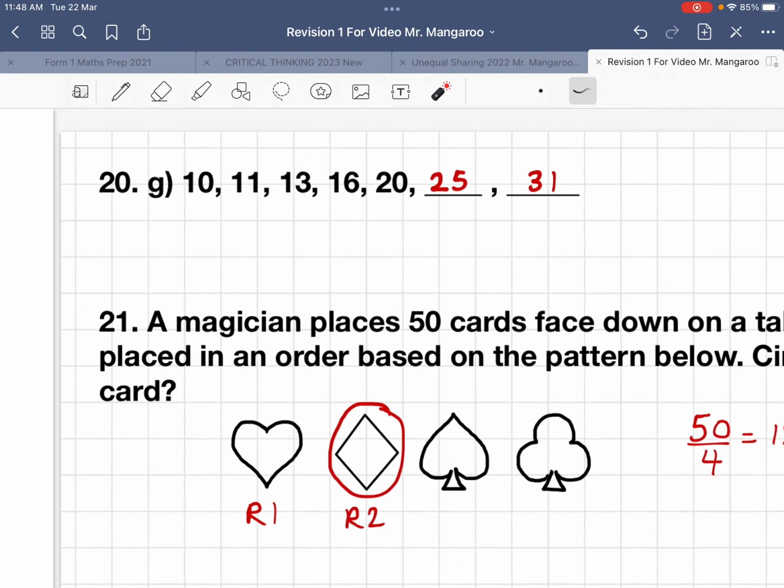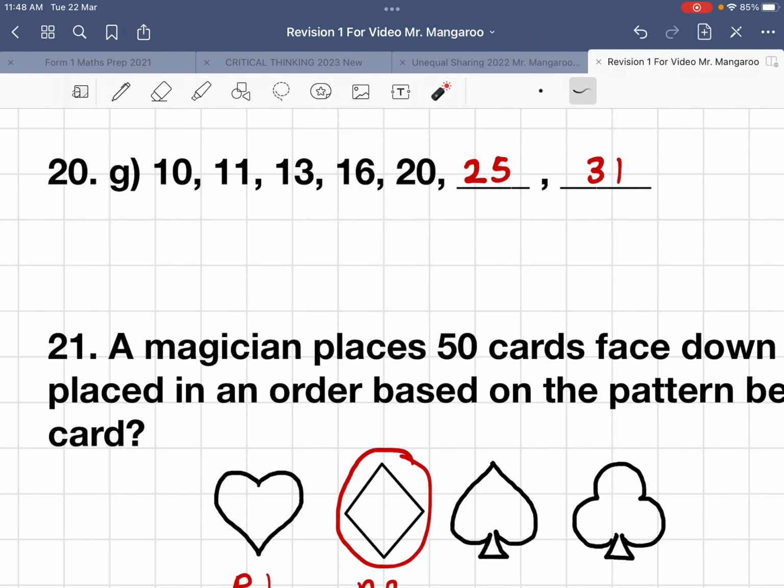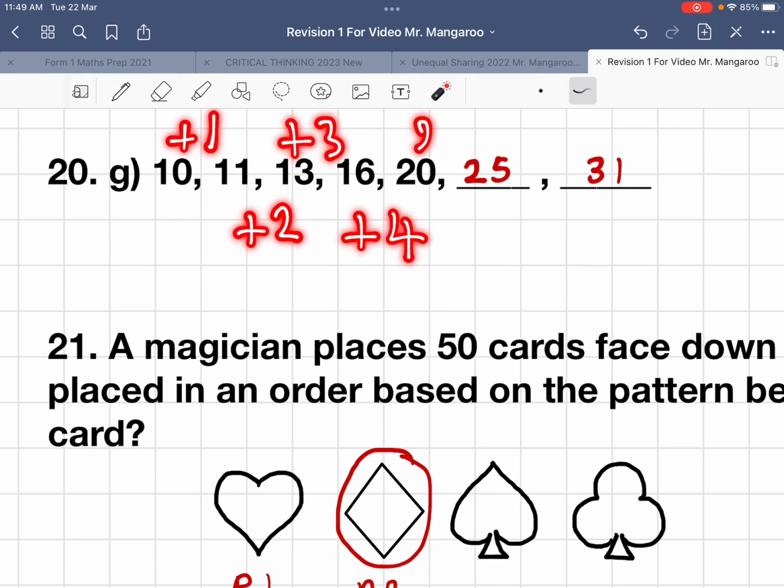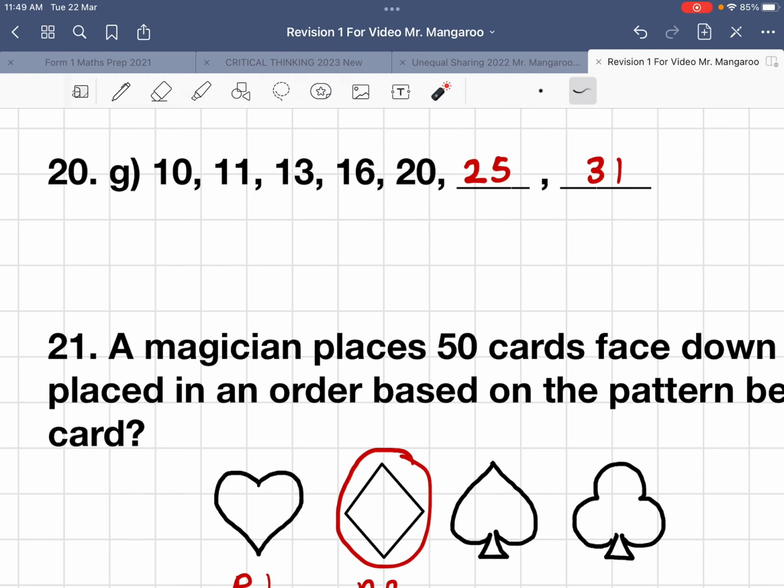Next, we have another pattern. Let's see, 10 plus 1 is 11. 11 plus 2 is 13. 13 plus 3 is 16. 16 plus 4 is 20. 20 plus 5 is 25, and 25 plus 6 is 31.